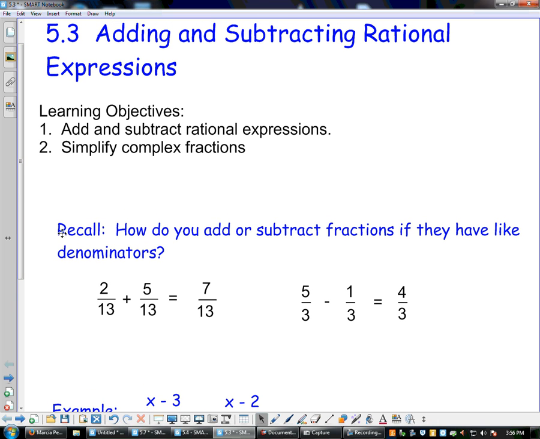So we're going to start off with 2/13 plus 5/13. Again, notice if the bottoms are the same, the denominators are the same, all you're going to do is add the top values here. So 2 plus 5 is 7, and then I keep that over 13, so 7/13. If we are subtracting, again, as long as the bottoms are the same value, I take the top 5 minus 1, gives me 4, and that becomes 4/3.